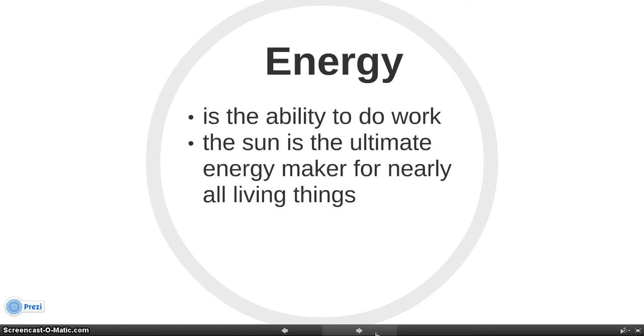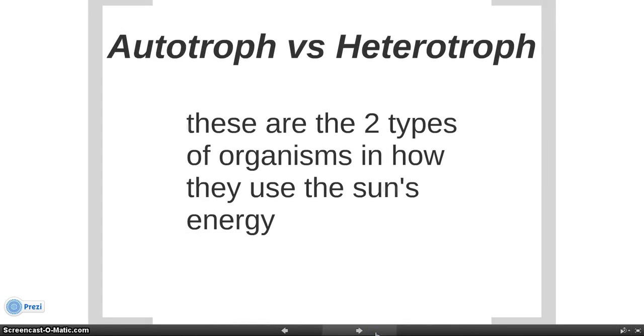The ultimate source of energy for all living things is the sun. The sun's energy can be captured to make organic compounds like carbohydrates, proteins, and lipids, which we discussed previously. Organisms consume these organic compounds to make energy for themselves. There are two different types of organisms and how they use the sun's energy. There is the autotroph and the heterotroph.